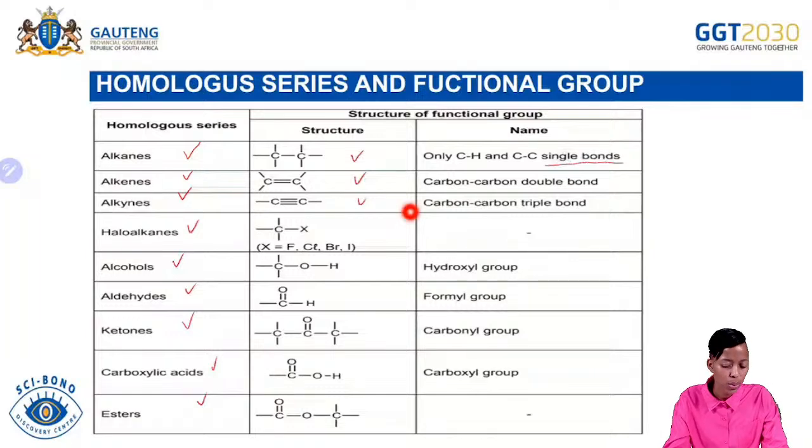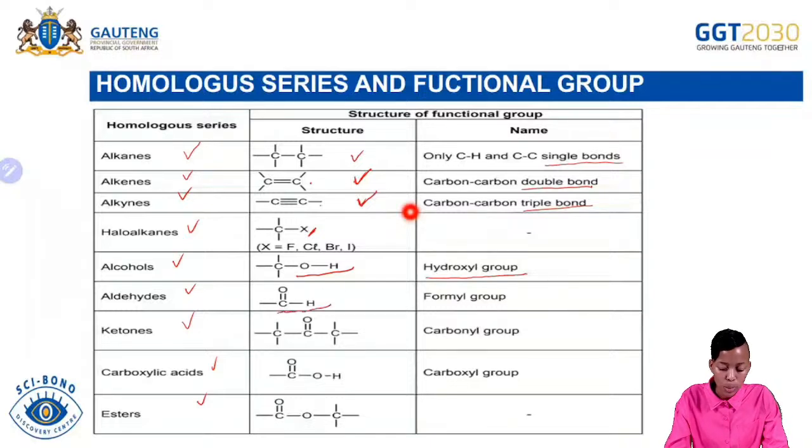And this is according to your examination guidelines as well. When you see your alkenes, then you need to recognize what? Your double bonds there. When you see alkynes, then you need to see what? Triple bonds there. And then CX, remember we said X represents what? The halogens. The alcohols, it's OH and a hydroxyl group.